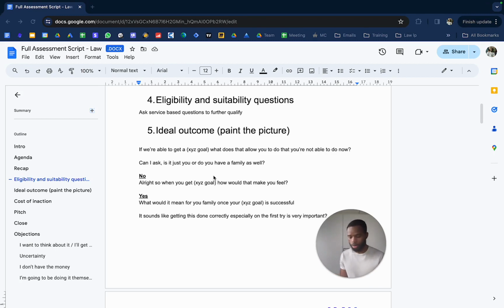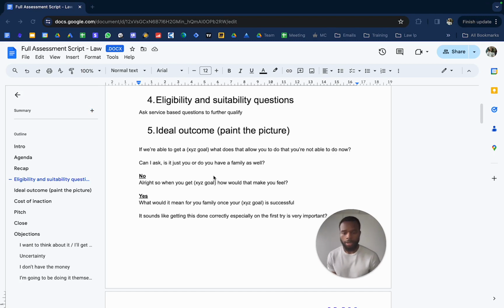So what we always want to do is tie a feeling to their outcome, right? Because people want all these nice feelings. People want their outcome, but they also want the feeling tied to that as well. So we always want to get a feeling tied to it.